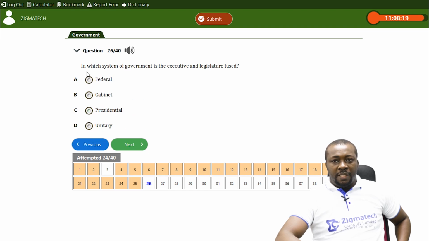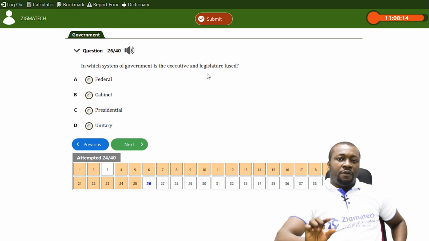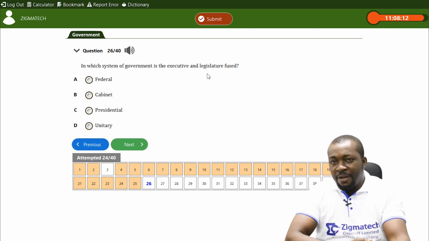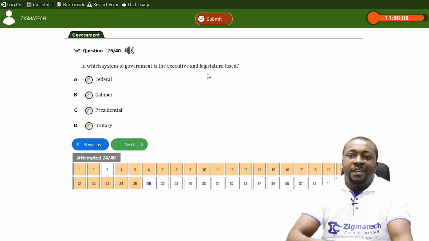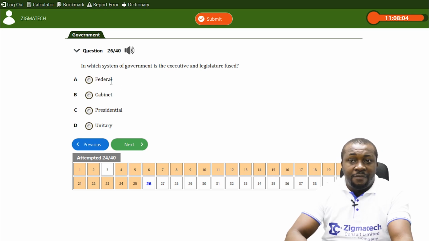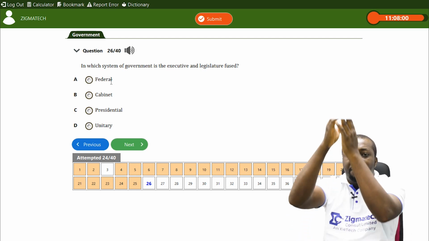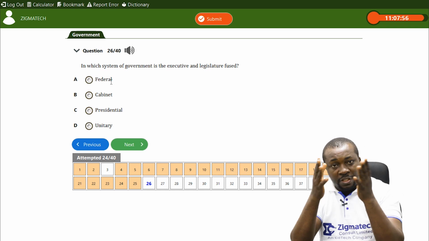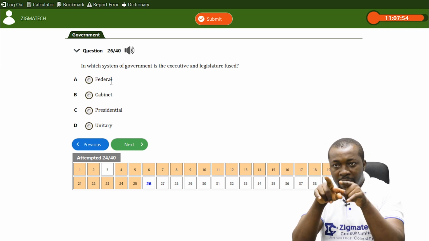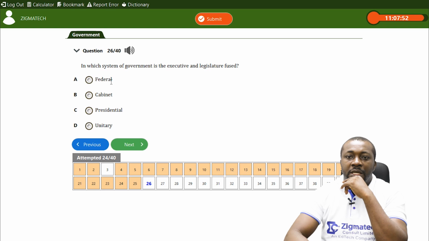Question number 26 says, in which system of government are the executive and legislature fused? We just discussed it now. But this time around, they changed the name. Now, look at option A, federal system. Federal system is not talking about executive and legislature. It's talking about levels of government, the central government and the component units, where powers are shared. So it's not talking about the arms of government.